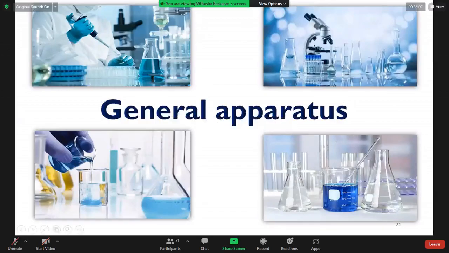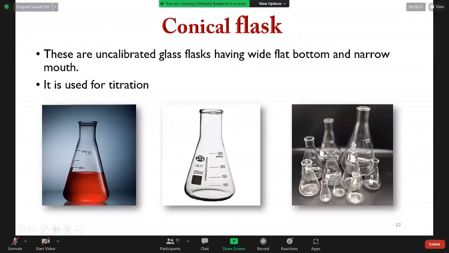Okay, thank you. And first we will see the conical flask in general apparatus. These are uncalibrated glass flasks. Uncalibrated means here you can see some of the measurements like 200, 100, 150, but you can't take the accurate volume. You can't measure using the conical flask. This conical flask is only used for titration purposes. You can't use this for any measuring purposes.